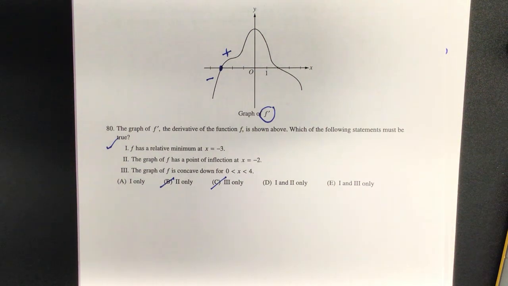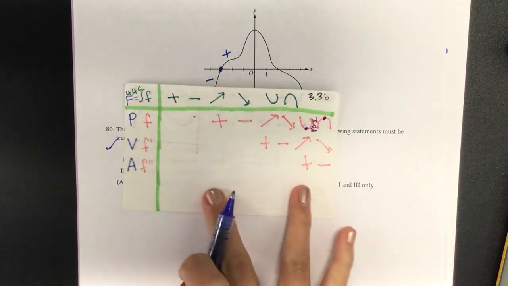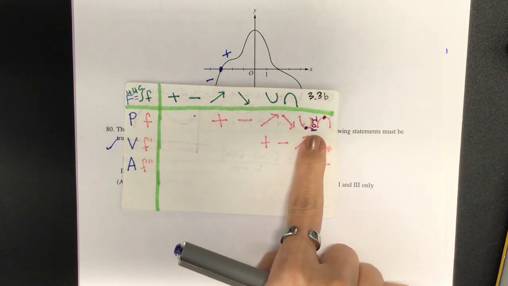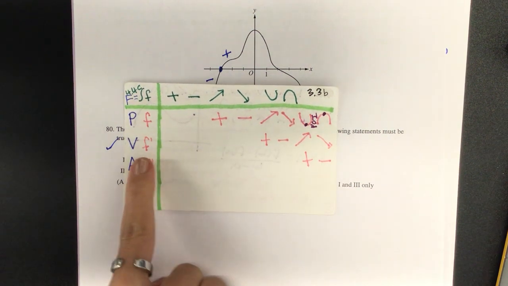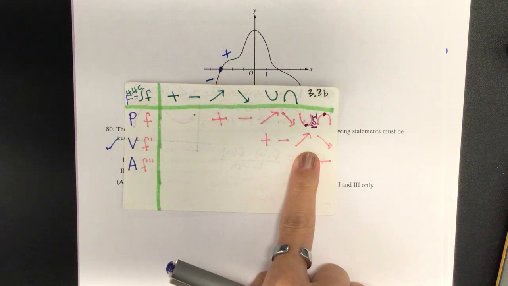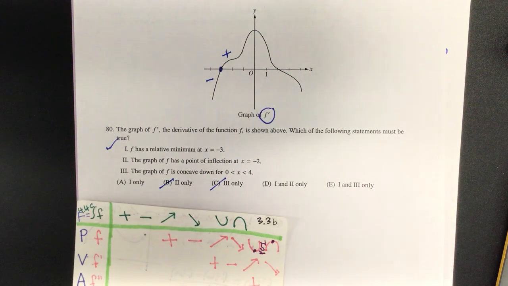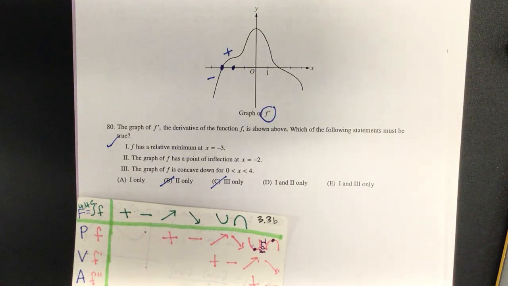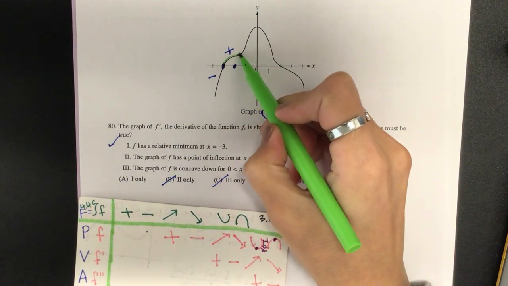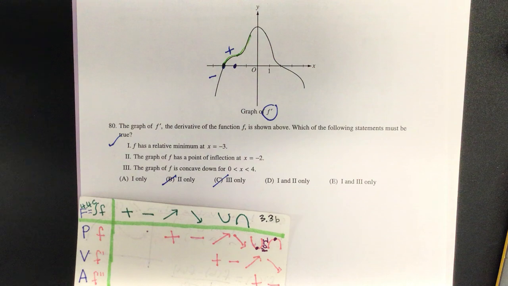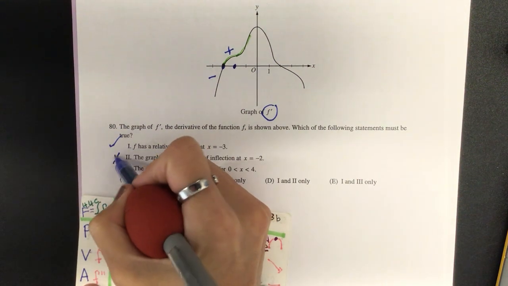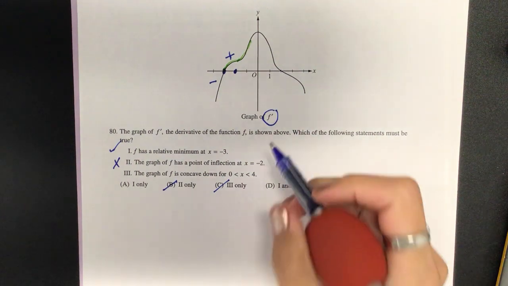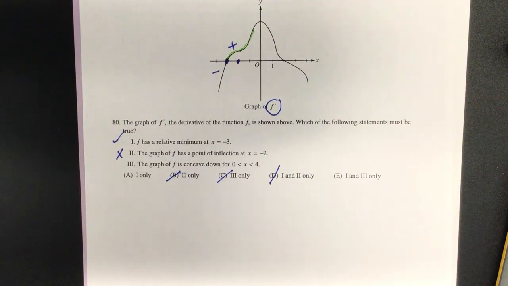The next one says, since 2 is still available, we need to analyze that. The function has a point of inflection at -2. So let's kind of think about it. The function has a point of inflection when f prime is changing directions. So at -2, here's my -2. So I'm going to go to my graph. I'm going up, and I'm still going up. Is that changing direction if I'm going up and up? No. So we know that's not true. So just by that, I can eliminate what? D. So now I'm forced to check the last one.